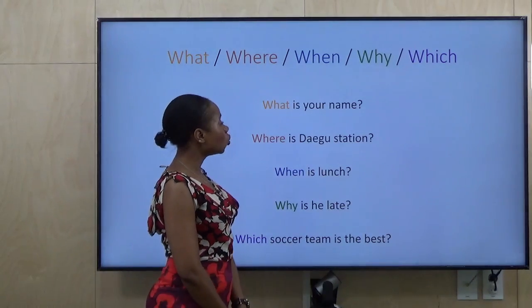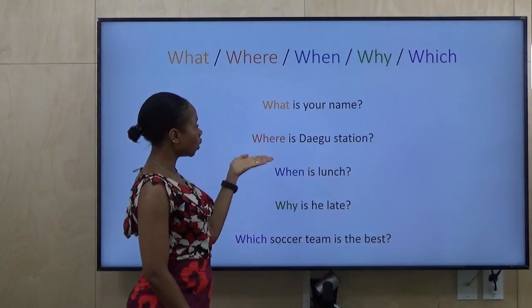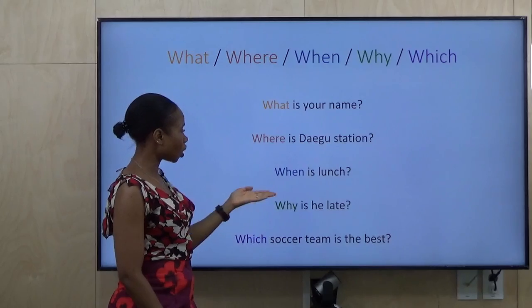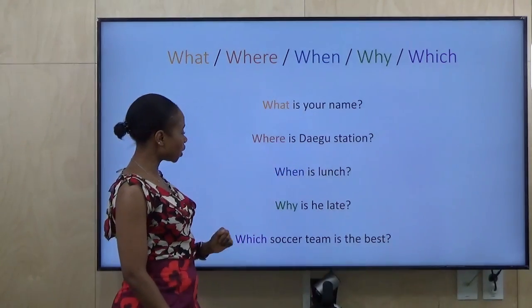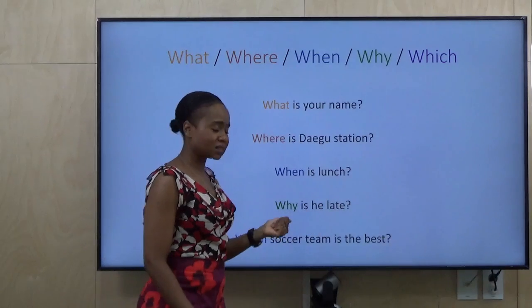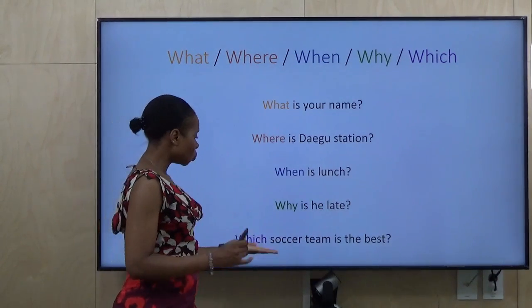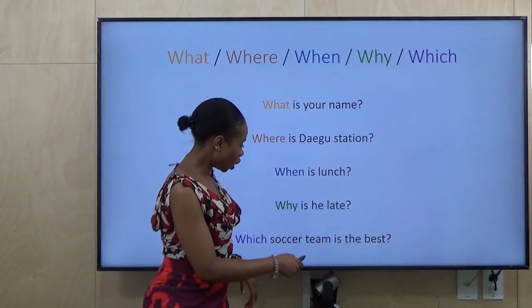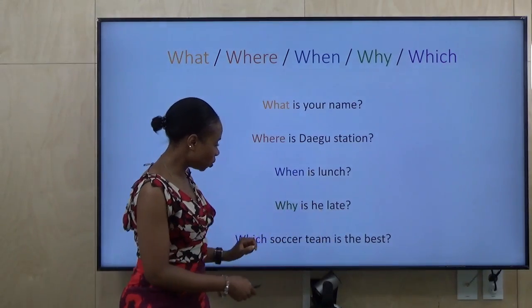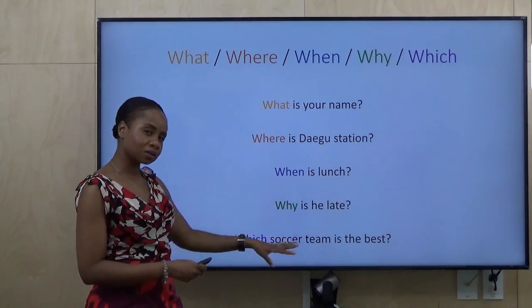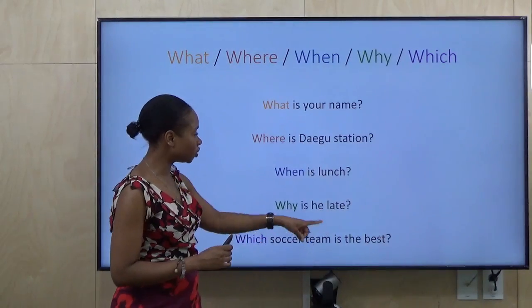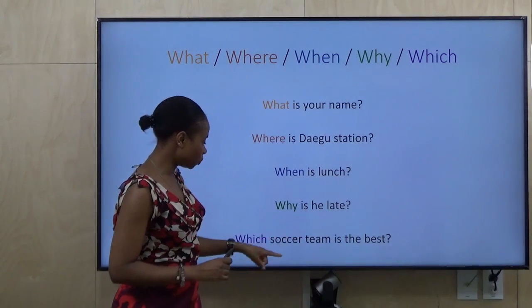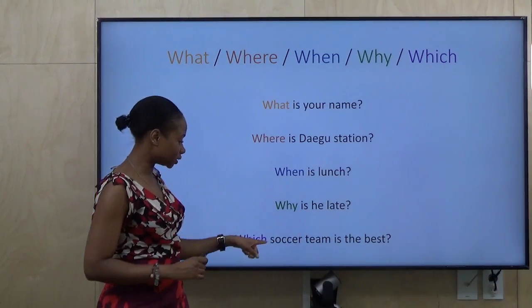Let's try number 2. Where is the degustation? Okay? Where is our question word, is our verb, and degustation is our object. Okay? When is lunch? Okay? Then we have why. Why is he late? Last one, which? Which soccer team is the best? Choose one, right? Okay? And our be verb is all the way down here. This time, this is a different sentence, a little bit of an exception from the rule because the be verb is always in number 2. But if you look at this sentence, our be verb has moved, okay? Because we have a subject, okay?